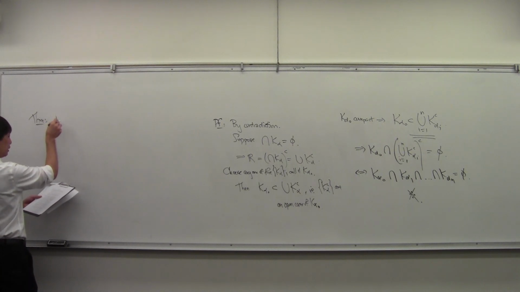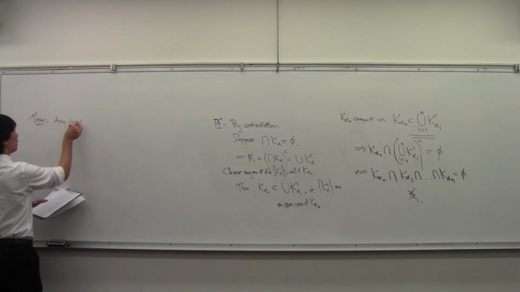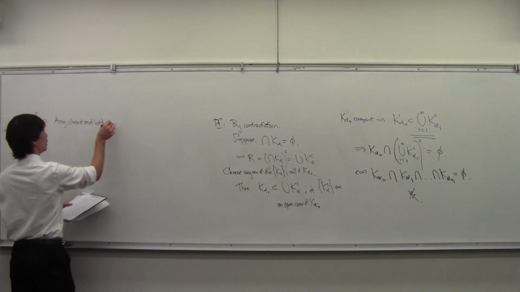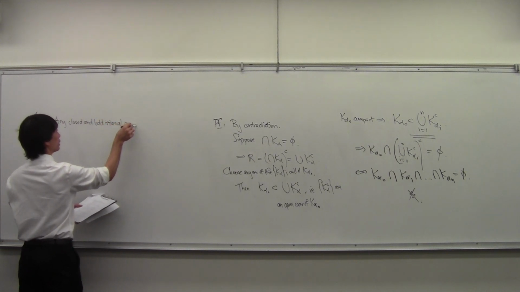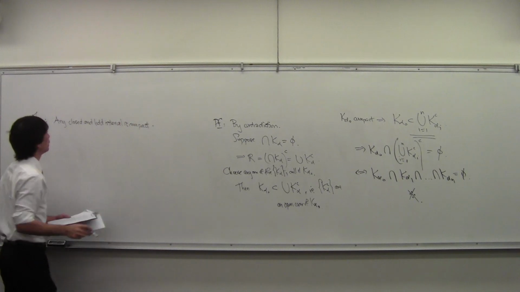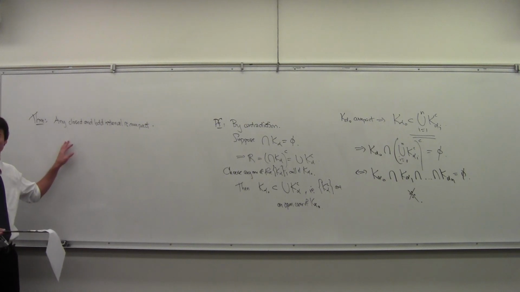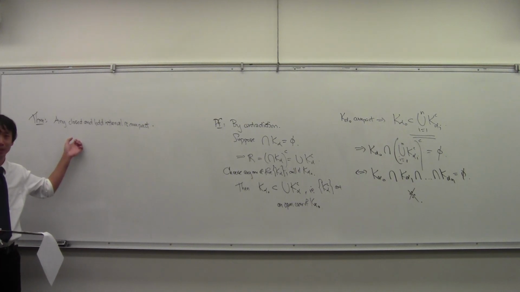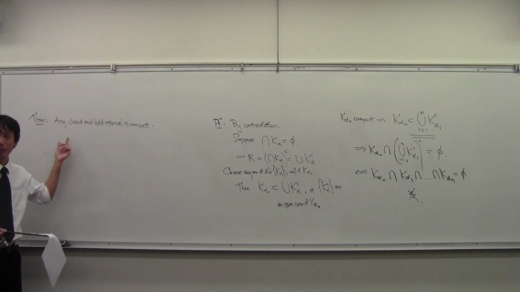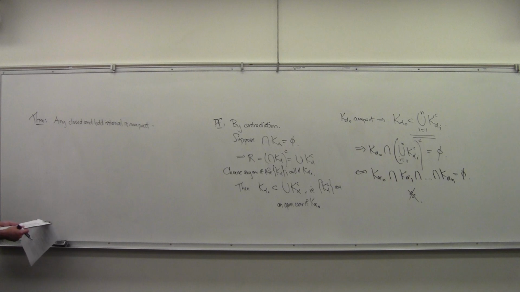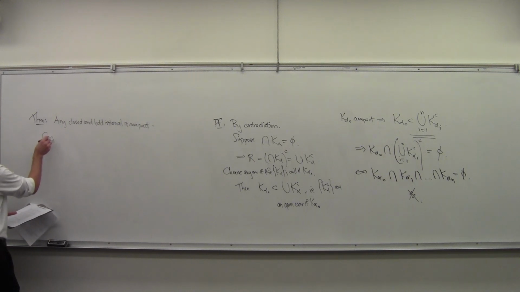Any closed and bounded interval is compact. And you've probably been suspecting this, right? Because we talked about the extreme value theorem, and we said, oh look, a continuous function on a closed and bounded interval contains a max and min, and so on. Okay. Corollary.